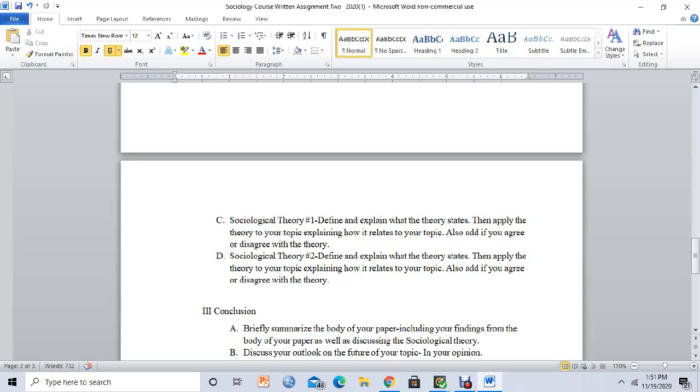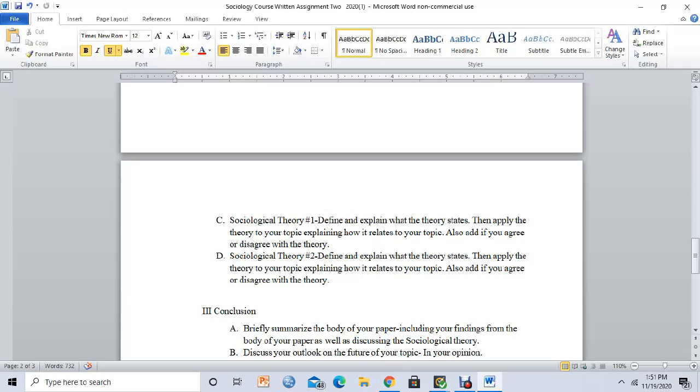The next thing, you're going to find a second sociological theory and basically repeat it. You're going to define and explain what the theory states about your topic, a different sociological theory. Then you're going to apply the theory to your topic, explaining how it relates to your topic again, and also add if you agree or disagree with the theory. So, two sociological theories.